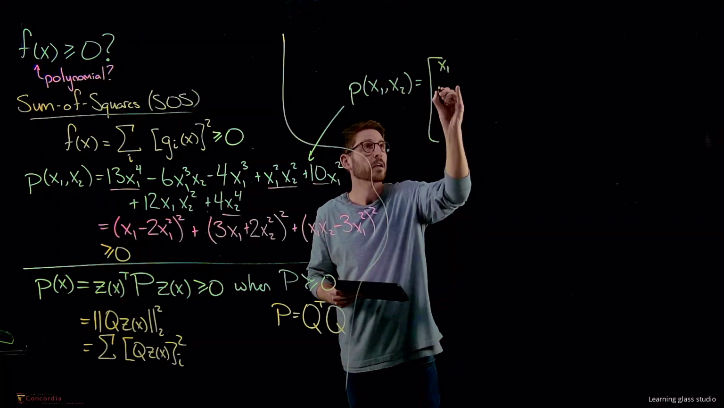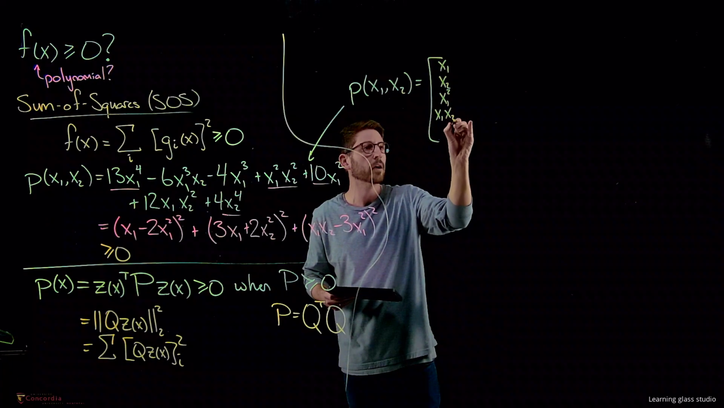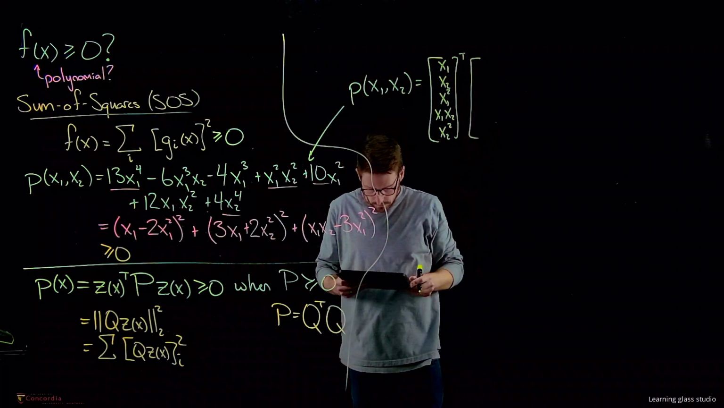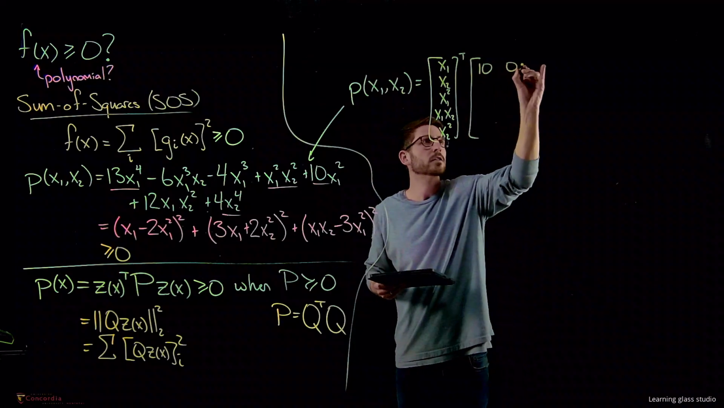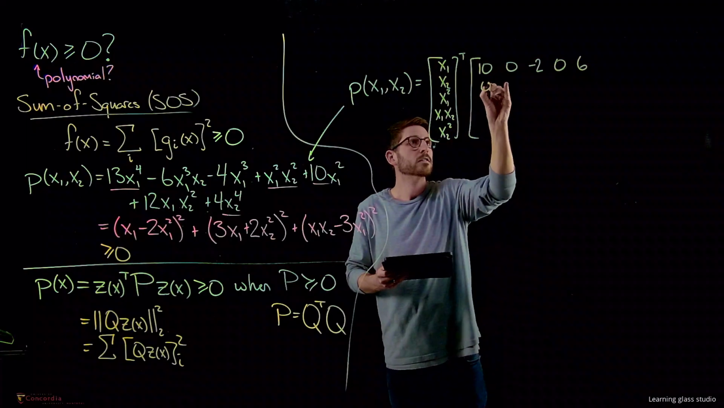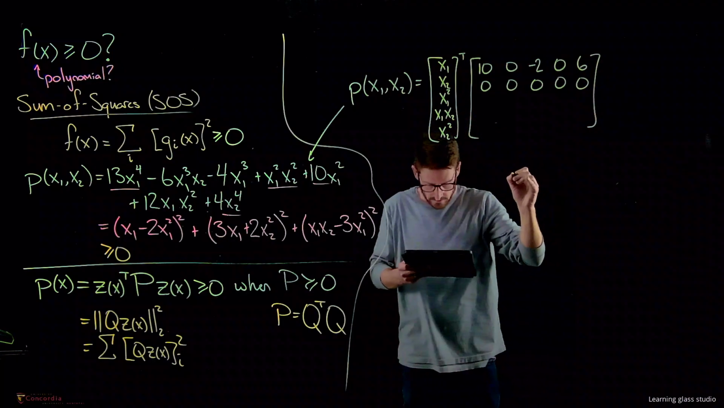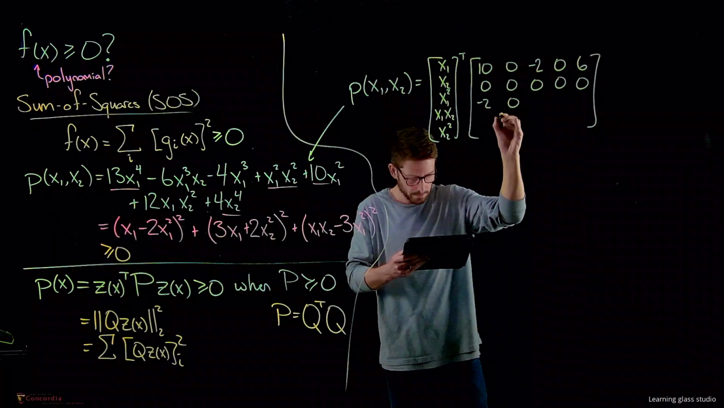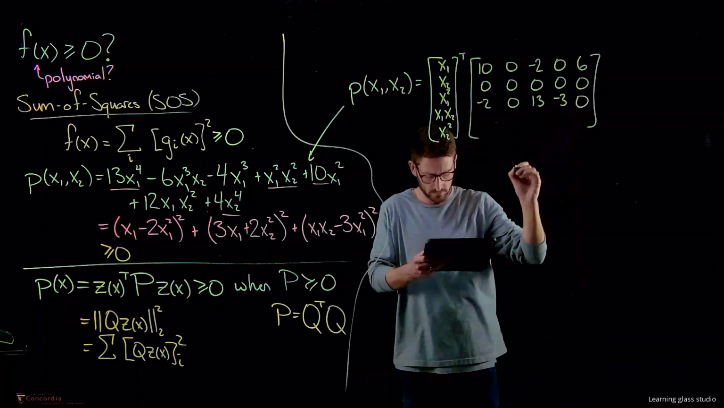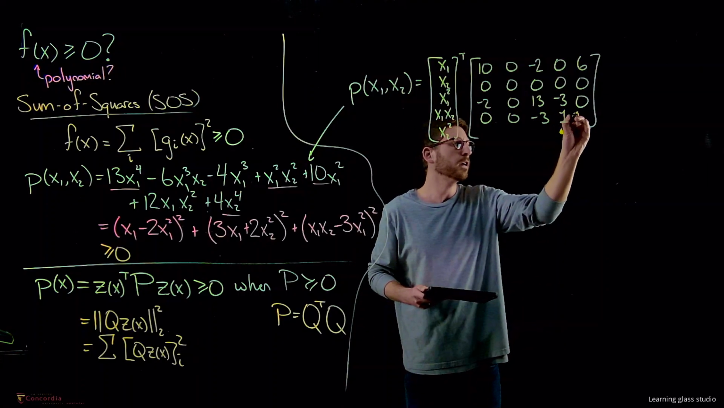x1, x2, x1 squared. So this is my vector of monomials all the way up to degree 2. Transpose, and then my matrix P becomes 10, 0, minus 2, 0, 6, 0, 0, 0, 0, 0, so a row of zeros, minus 2, 0, 13, minus 3, 0, 0, 0, minus 3, 1, 0.